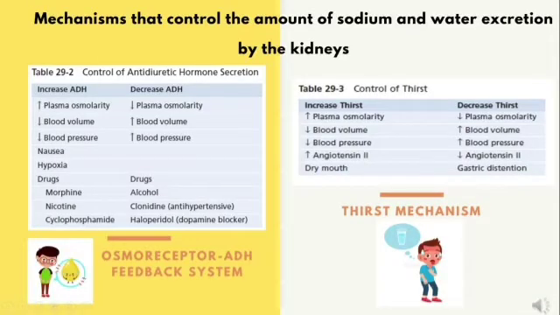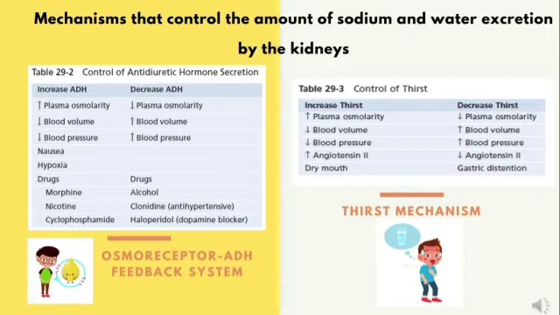Now that we have discussed the osmoreceptor ADH feedback system, let us look at these tables. On the table on the left, you can see that ADH secretion can also be affected by other stimuli to the central nervous system. Nausea, for example, is a potent stimulus for ADH release, which can increase to as much as 100 times normal after vomiting.